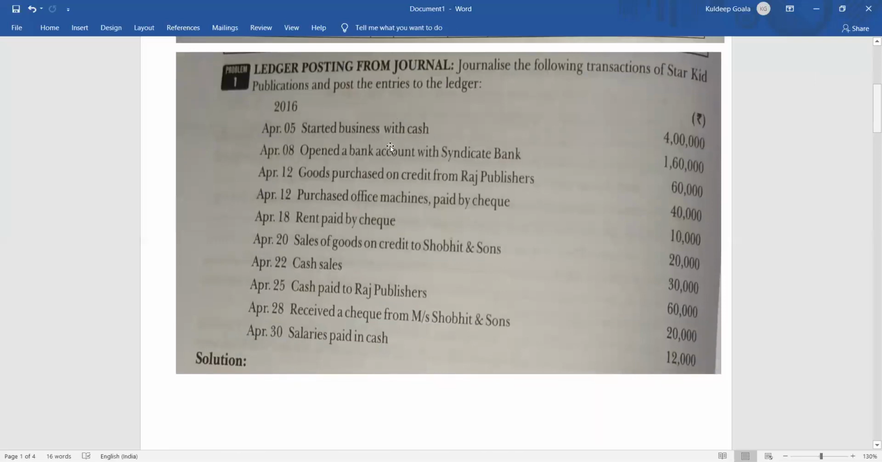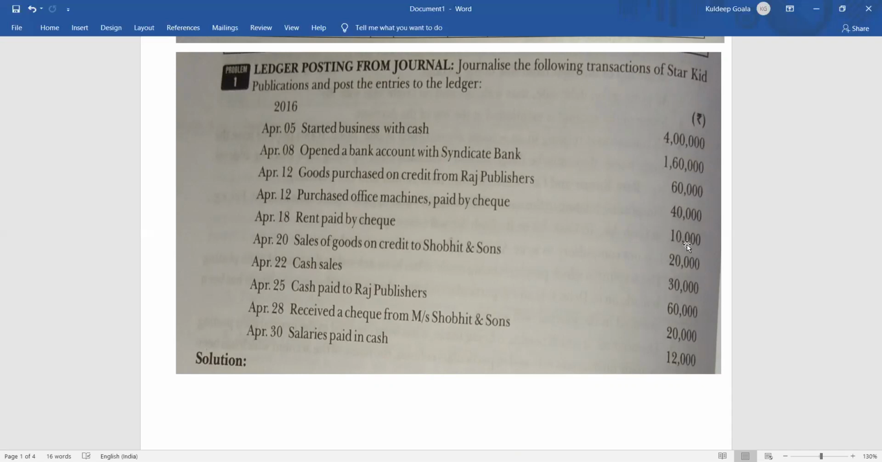This is how your question will be placed to you. A question will be given and it will be asked that from this particular information prepare ledger account. Here I am showing the journal and ledger both. Journalize the following transactions of StarKids publication and post the entries to the ledger. Generally it will only be asked that from the following transactions post into ledger, or post the following transactions in the ledger. That means you are going to find out the journal entry of each and every transaction and then put it in the ledger. So journal is the base.